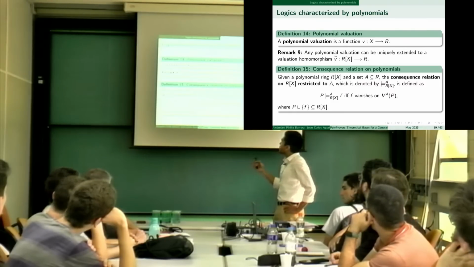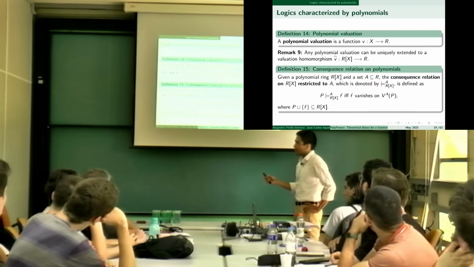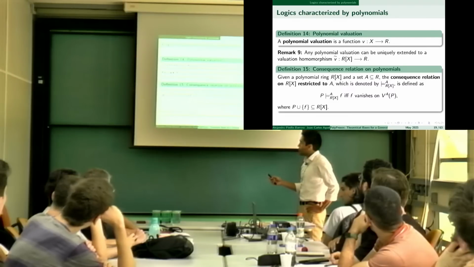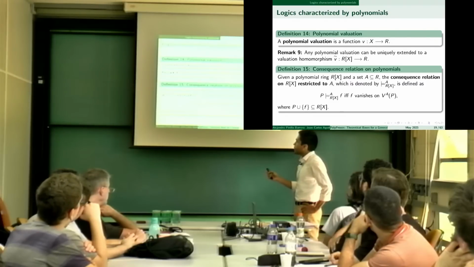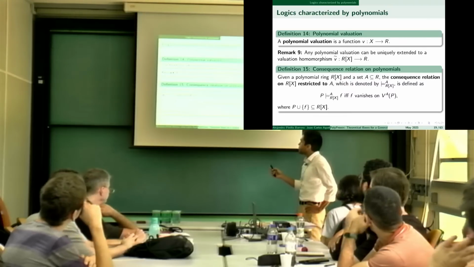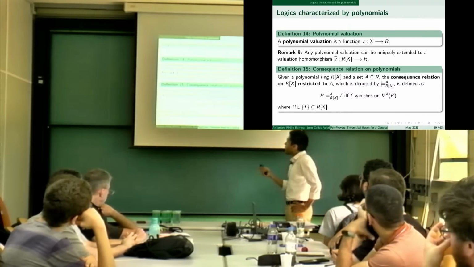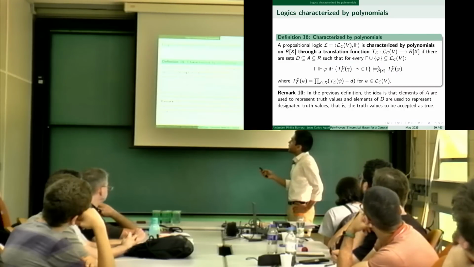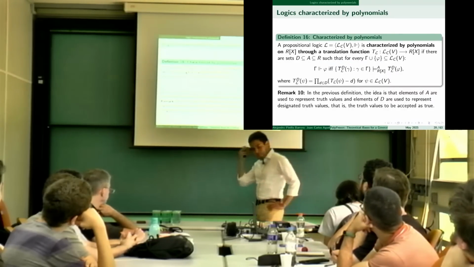So a consequence relation on polynomials based on a subset A of the ring, we will define it in this way. We will say that a group of polynomials deduces in a polynomial way a polynomial f if and only if f vanishes on the variety defined by this group of polynomials restricted to this subset of the ring. Okay? And the main result here is to define how we can characterize a logical system using polynomials.